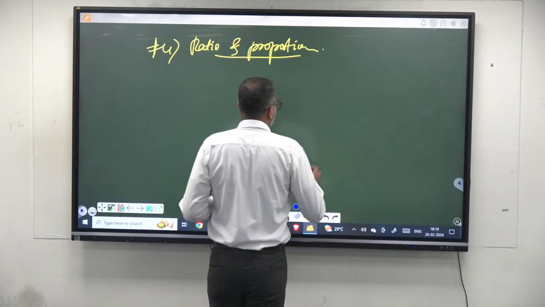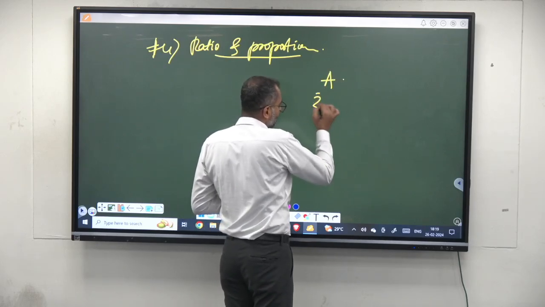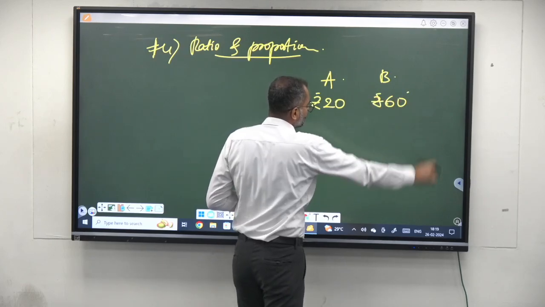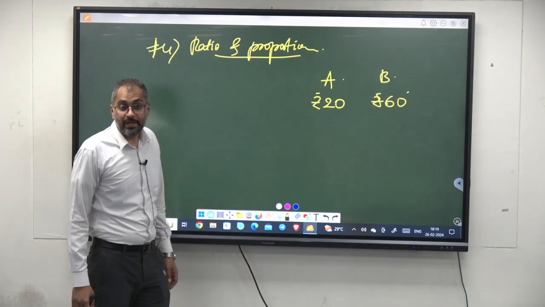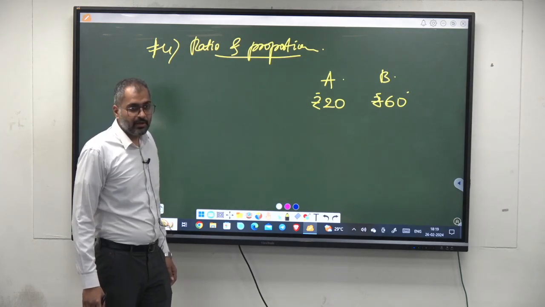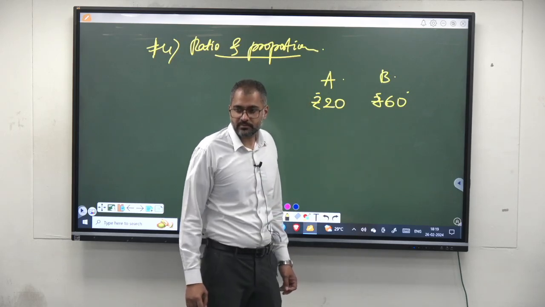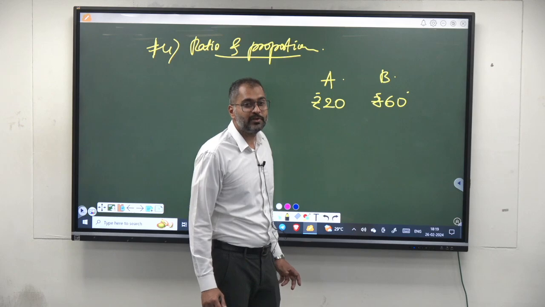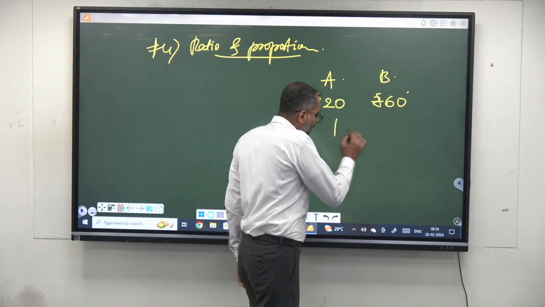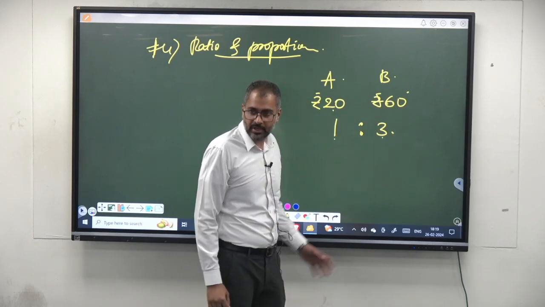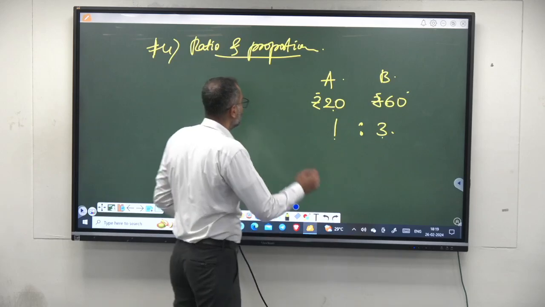Now look here, a person A is having 20 rupees, B is having, let's say, 60 rupees. 20 and 60, okay. What is the ratio of their money? This is 1:3, which is 20 times 1, 20 times 3, okay, 1:3, the ratio of their money.